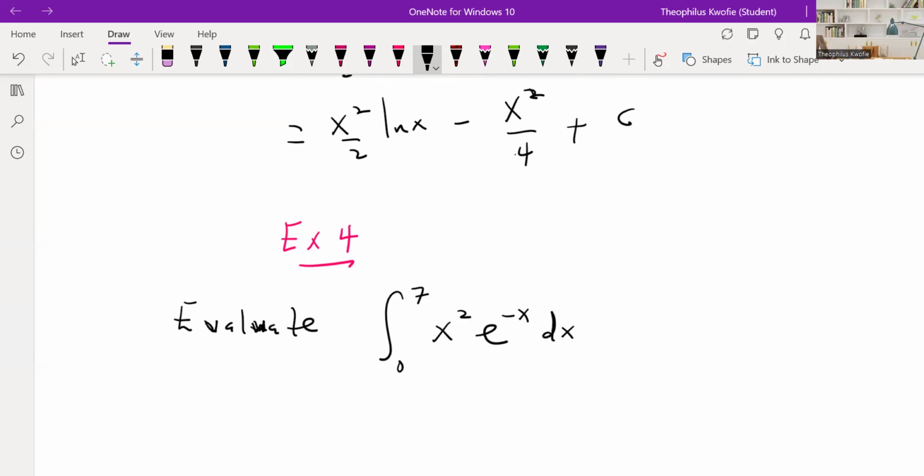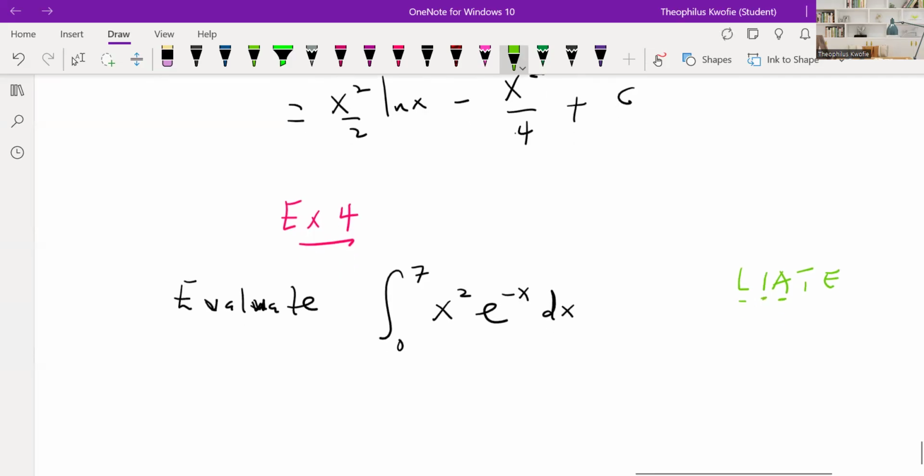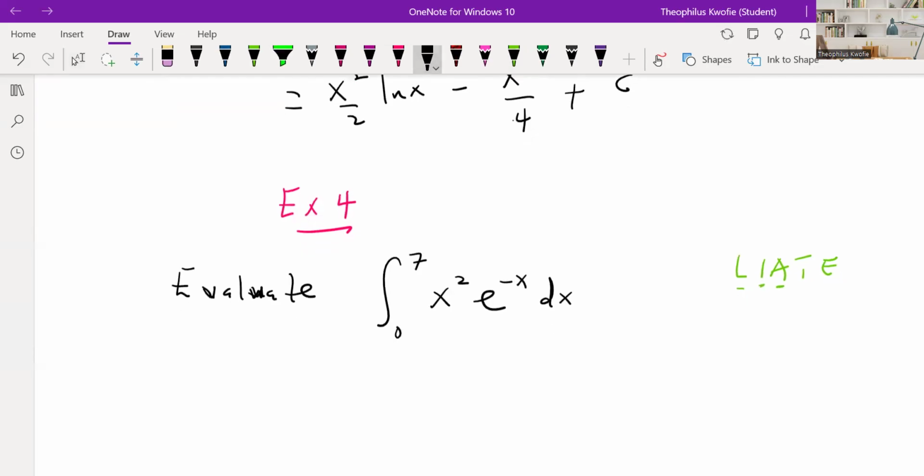Suppose we want to do this. According to LATTE, what do we write down? Over here we see that we don't have the L, the logarithmic function. We don't have the inverse trig functions, but we have the algebraic, which is a polynomial, right? So in that case, our u will be x to the power 2, and our dv will be e to the power minus x dx.